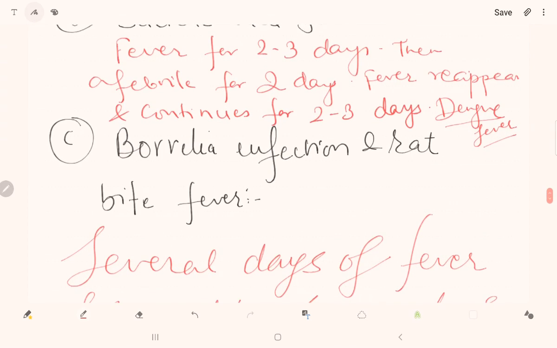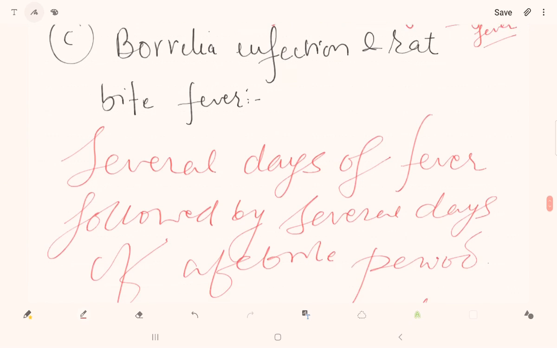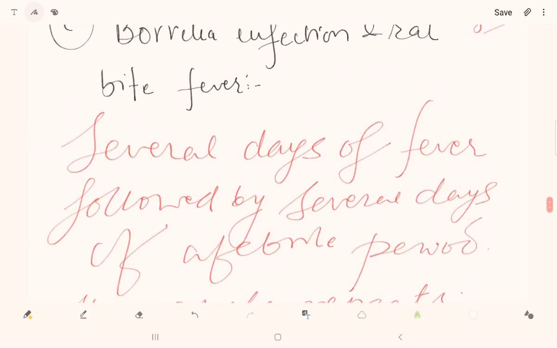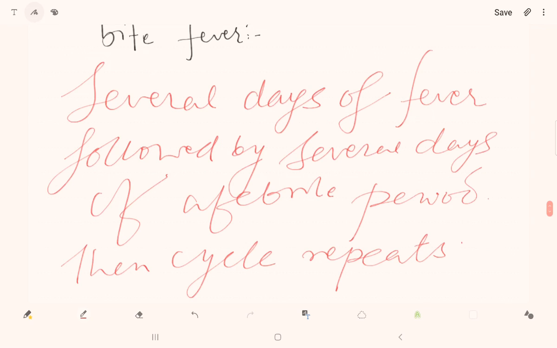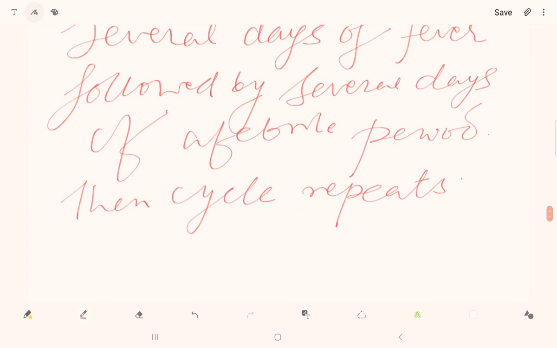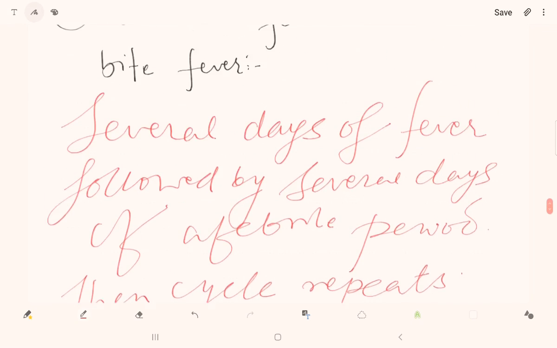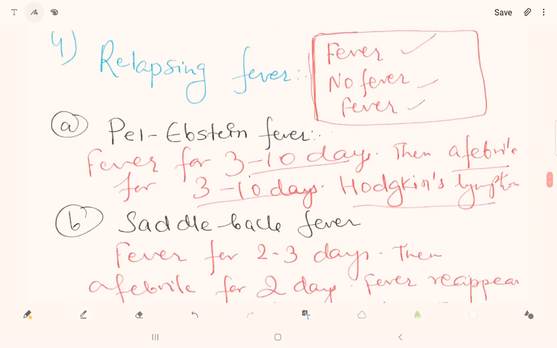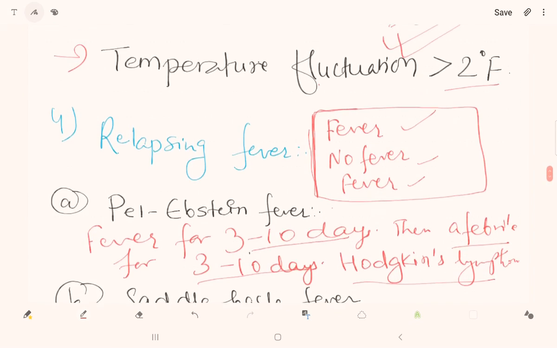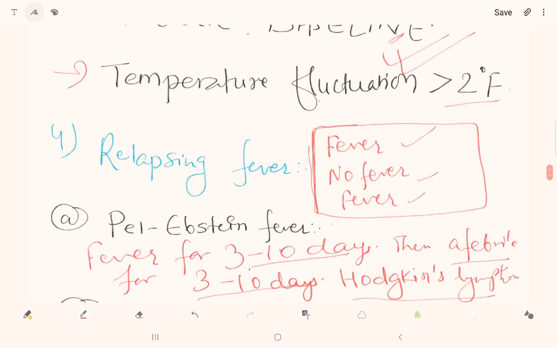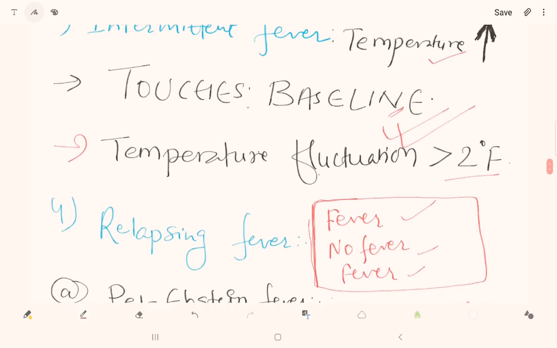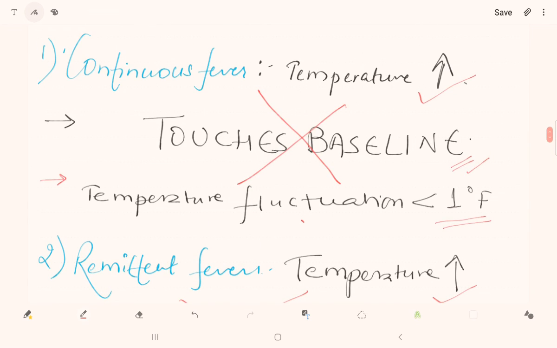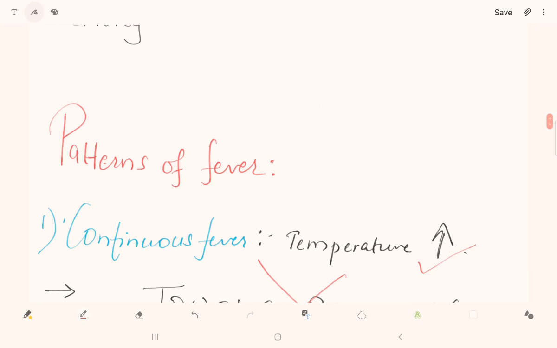Now there is Borrelia infection and rat bite fever. What happens here is there are several days of fever followed by several days of afebrile period, then the cycle repeats. So in this way there are patterns or types of fever, where in some it touches the baseline, in some it does not touch the baseline, and in some there is fluctuation of less than 1 degree Fahrenheit, more than 1 degree Fahrenheit, or more than 2 degrees Fahrenheit. In this way fever has been classified.